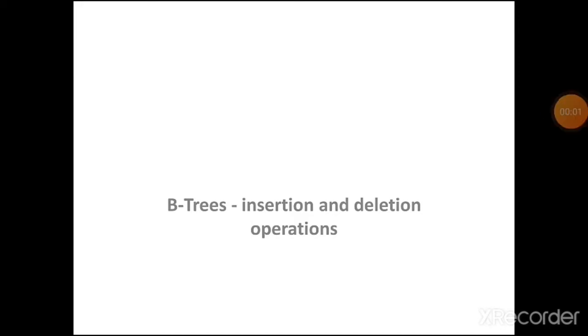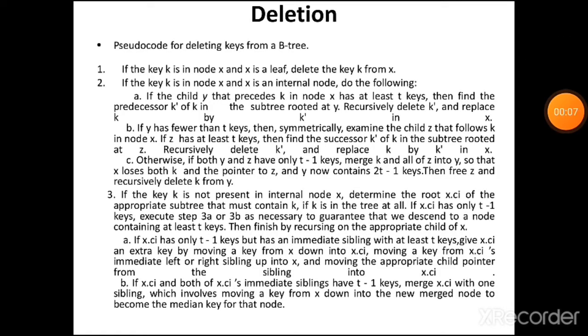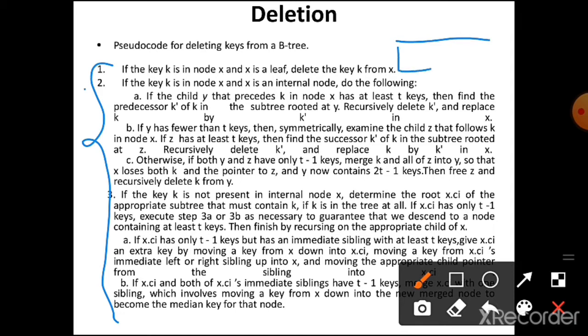Today we are going to discuss the B-tree deletion operation. This is the pseudocode for deleting a key from a B-tree. Suppose here there is a node denoted by X, and we need to delete a key from X.